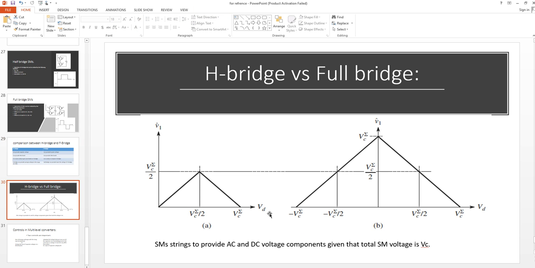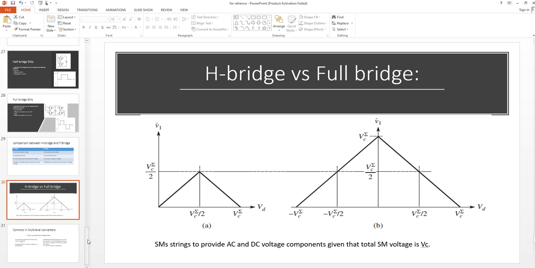So this diagram shows that this is the average voltage that the half bridge can provide, Vc by 2, whereas the full bridge can provide twice the voltage of the half bridge. So this diagram proves that the full bridge topology is very cost effective and has many advantages as compared to the half bridge topology.